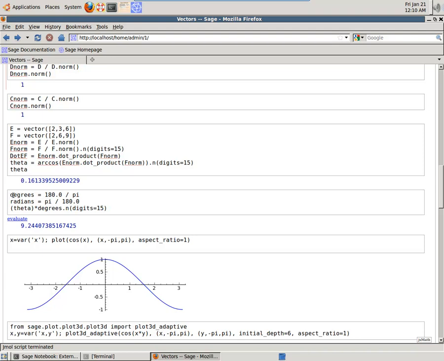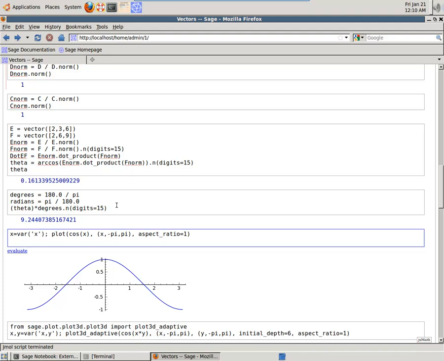So basically, if I have my degrees here, this is the formula for degrees. It's 180 divided by pi. And for radians, it's pi divided by 180. So you can see these are opposite of each other. If you were to multiply these together, you would get 1. So here I have theta times the degrees, and then I did a dot in on it in order to give it 15 digits for the evaluation of my decimal. And this gives me the angle of 9.24 degrees. So there we are. We now have our degrees and how much of a variation there is between the two vectors. Very cool indeed.